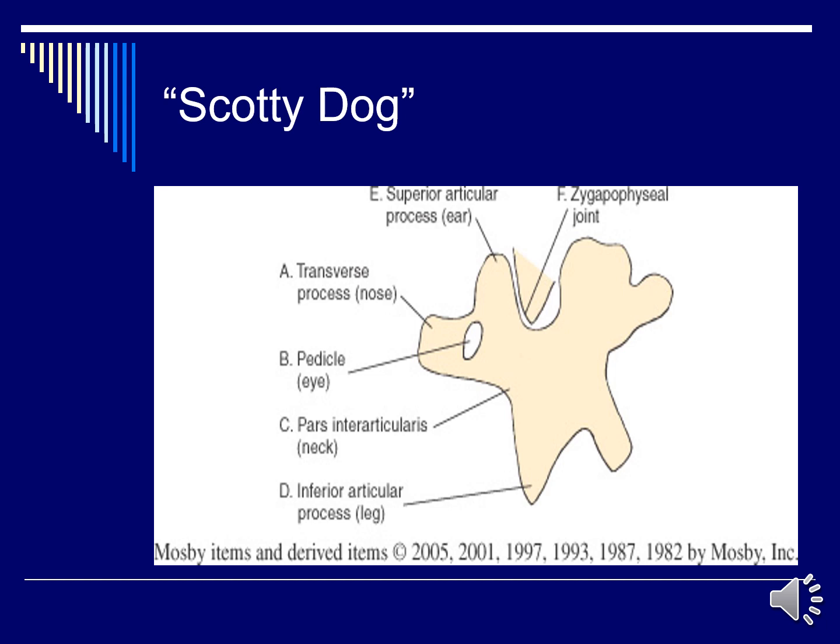B is the pedicle, which makes up the eye of the dog. C is the pars interarticularis, which makes up the neck of the dog. And D is the inferior articular process, which makes up the leg of the dog. So you see that you have the inferior articular process of the superior vertebra articulating with the superior articular process of the inferior vertebra, which makes up your zygapophyseal joints.